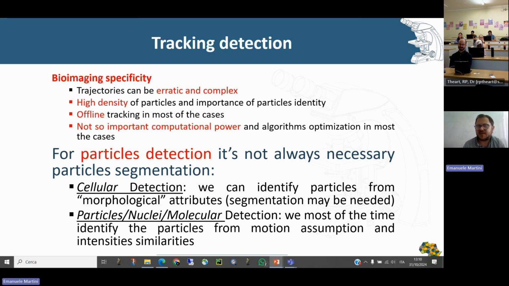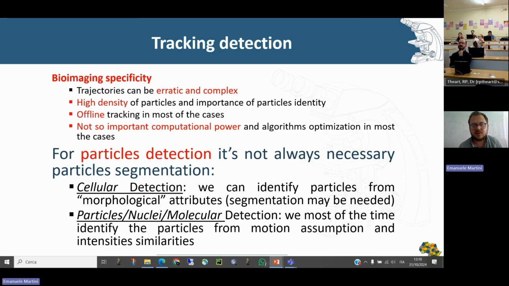Let's be a little bit more precise about the two steps I mentioned before, the particle detection and the particle tracking and linking. For the detection, I want to stress one thing: it is not always necessary to do segmentation. I think in the other lectures Rensu introduced you to segmentation theory. Just to be sure that everybody's on the same page, segmentation means being able to find the real boundaries, the real outlines of the object. This is sometimes needed in tracking detection, but it's not always needed.